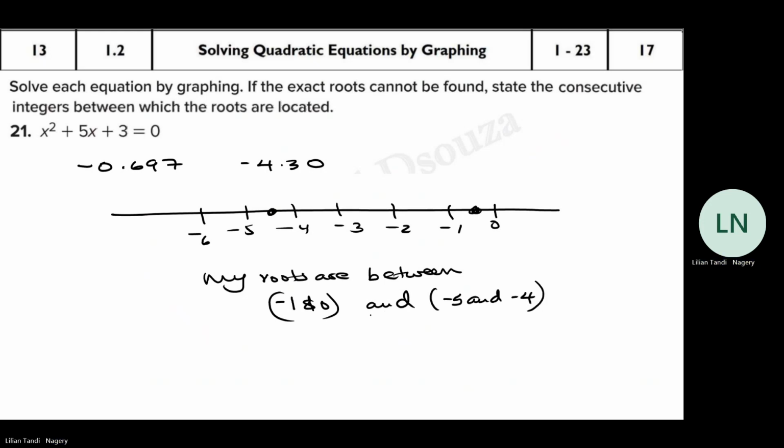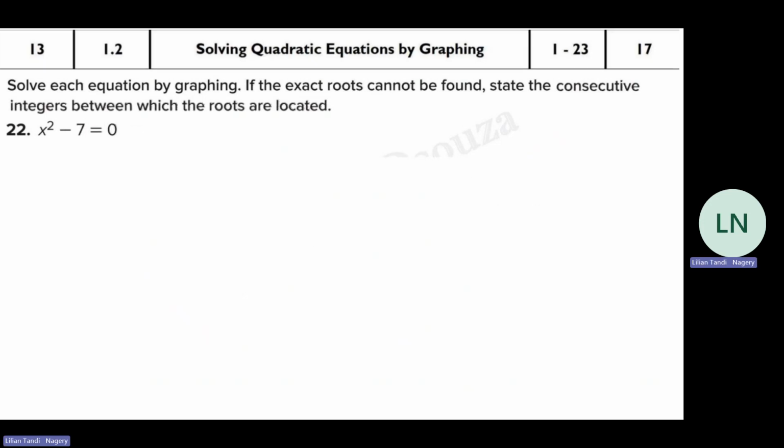I should not start that way. Negative 5 and negative 4, negative 1 and 0. This point is bigger. This point is smaller. The root is smaller here. This is the smallest, and this is the biggest. And then you start with the smallest value. Between negative 5 and negative 4, between negative 1 and 0.